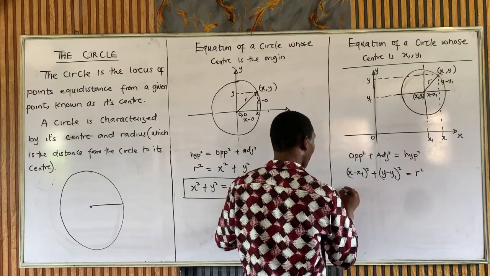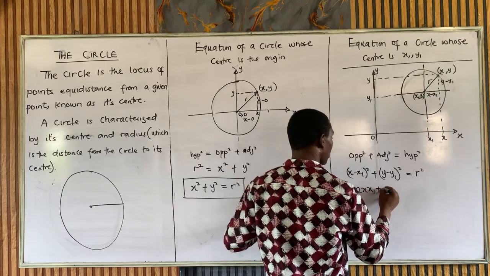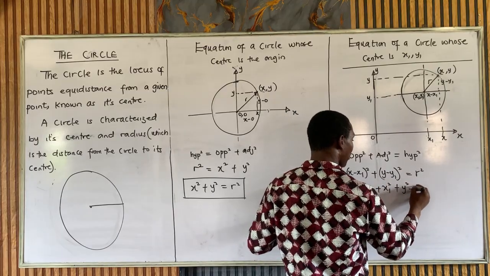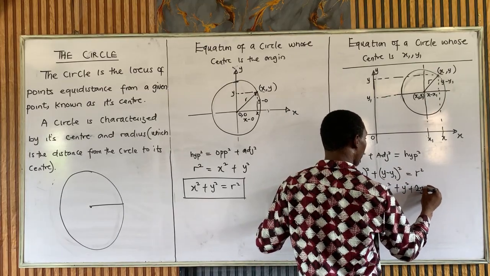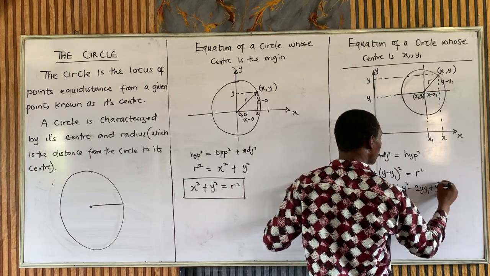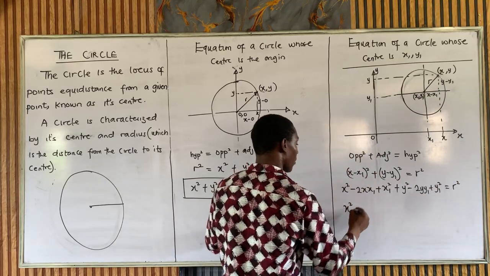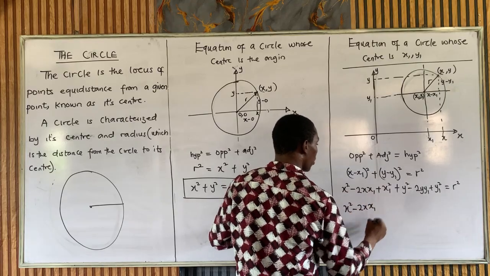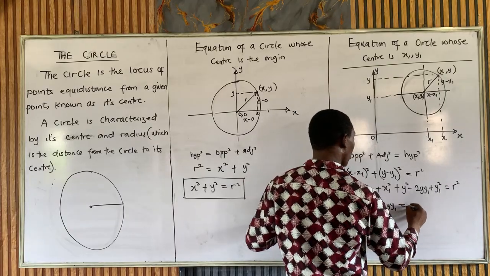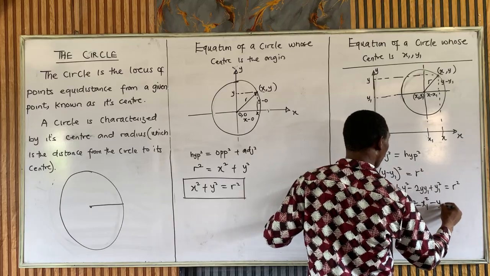If we expand this, we are going to have x squared minus 2x x1 plus x1 squared plus, if we expand this, we are going to have y squared minus 2y y1 plus y1 squared is equal to r squared. Now we can say this is x squared minus 2x x1 minus 2y y1 is equal to r squared, bringing this to this side, plus x1 squared plus y1 squared minus r squared is equal to 0.